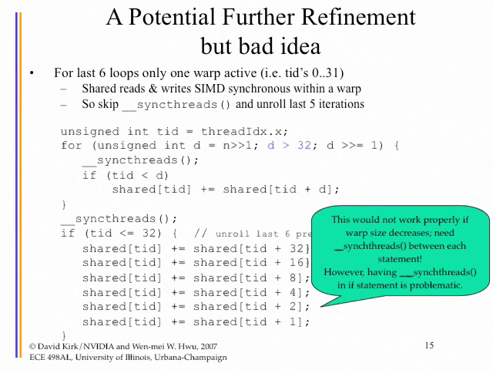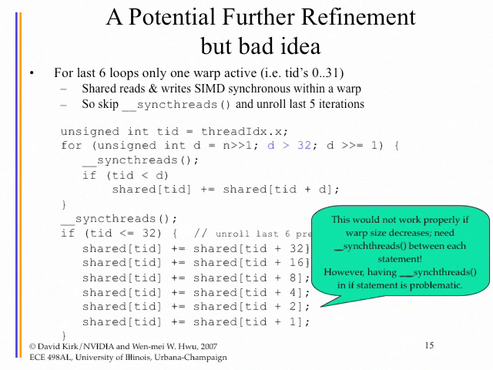Because the sync thread is guaranteed to be executed by all the threads. If you do sync thread in an if-then-else statement, some of the threads will not execute that sync thread. Chances are it's going to cause you trouble, because theoretically sync thread is something that every thread needs to report to and say, I'm here.